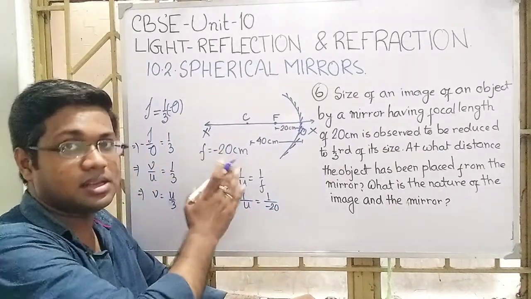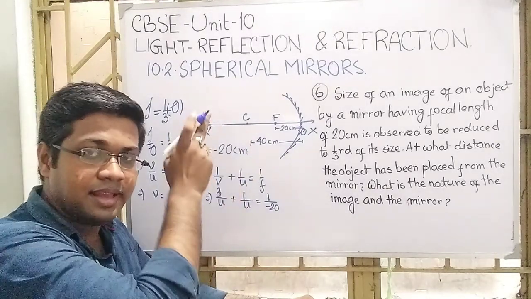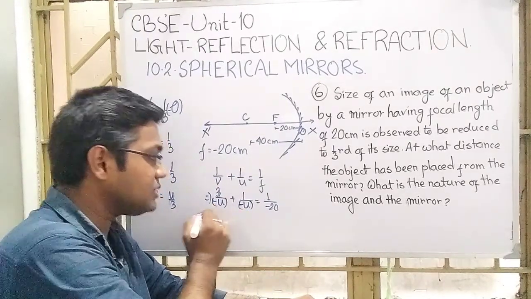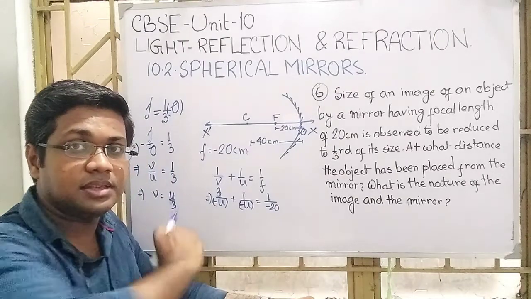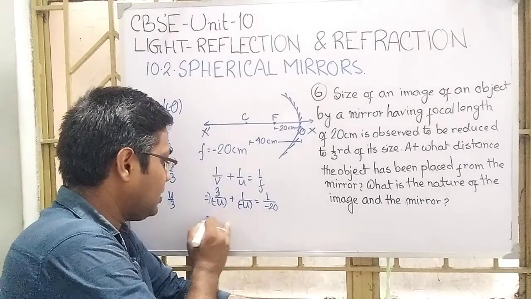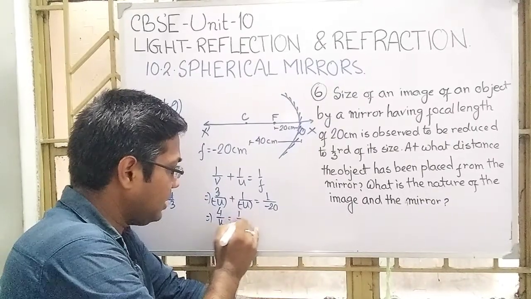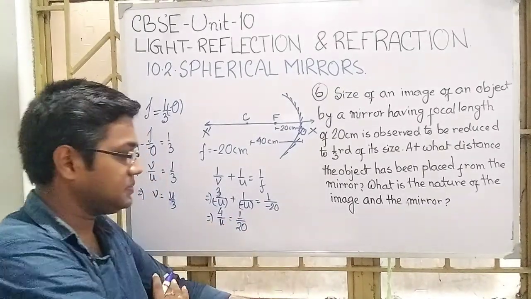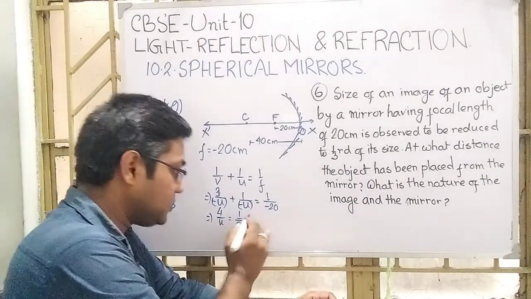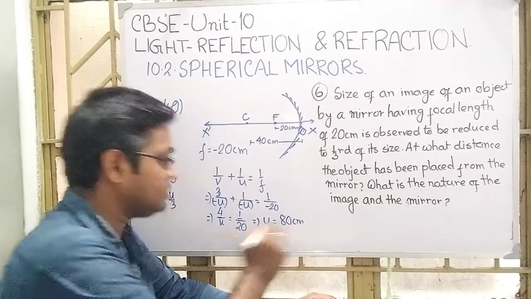Here, it is a concave mirror, the image is real and inverted, then U is obviously negative. If U is negative, this term is also negative. If I apply the sign convention here, what it gives is 4 by U equal to 1 by 20. So from here U equal to 80 centimeter.